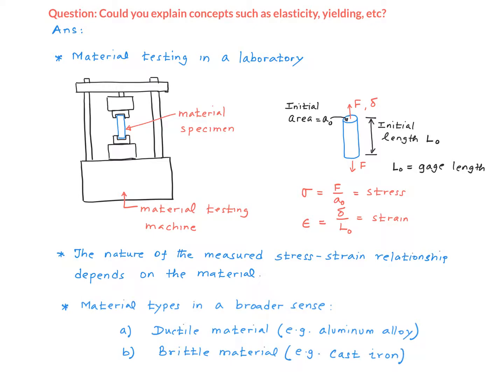In a materials class, you will learn different types of materials like viscoelastic material and so on. At this point, for the purpose of this course, it is sufficient for us to consider these two material types. One is called the ductile material, the other is called the brittle material. Aluminum alloy is an example of a ductile material. Cast iron is an example of a brittle material. So what exactly are they?